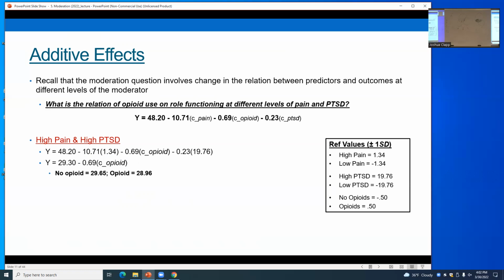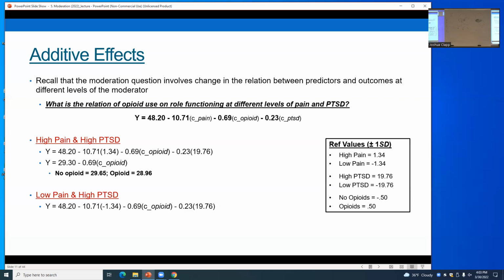If I subtract those two, I get 0.69. Everything kind of turns out nicely because that's how math works, right? But let's say, what about low pain or low pain and high PTSD? What happens to the association of opiate use if I plug in values for low pain and high PTSD?